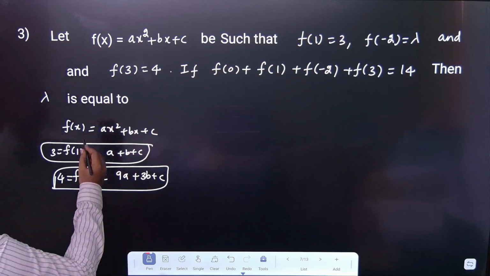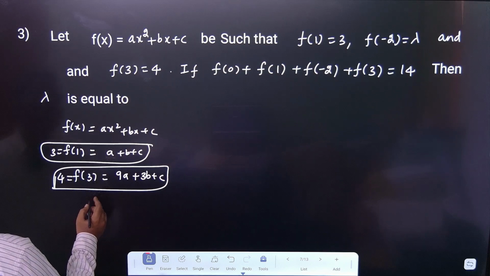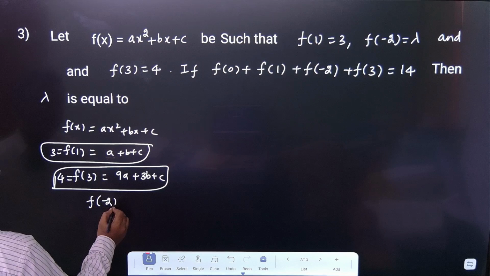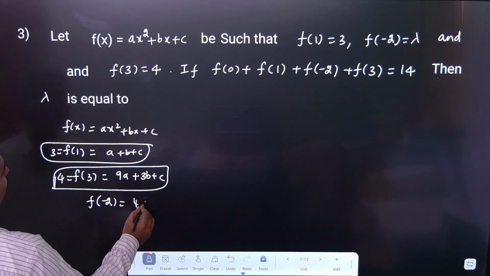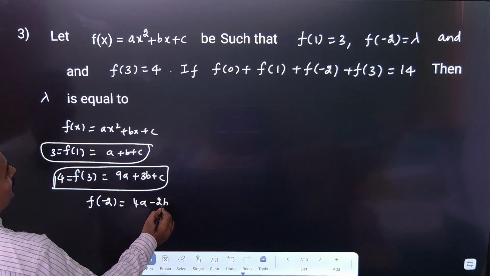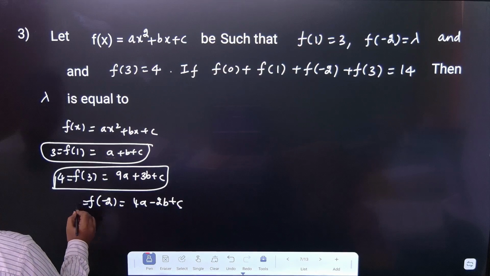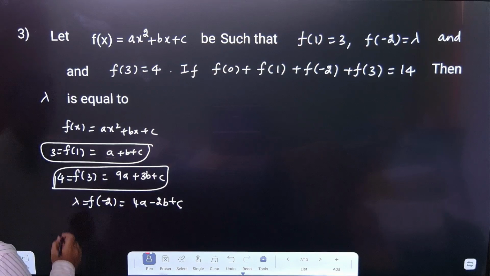Third one, what can we take? F of minus 2 you can substitute. Minus 2 square is 4a minus 2b plus c, that is equal to lambda. This is the third one.